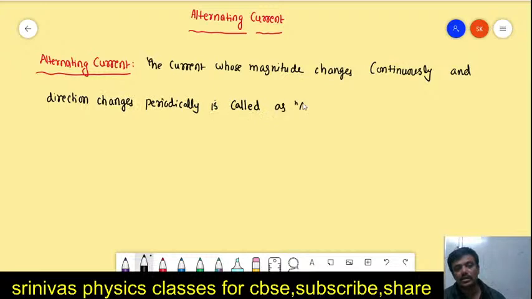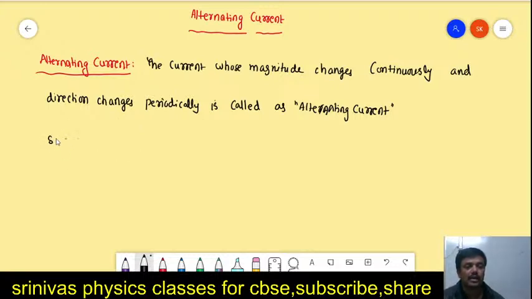I will explain the definition. What is this alternating current? Alternate means it always changes. The current whose magnitude changes continuously. The current value always changes. Magnitude means value. The value of current always changes and direction also changes. Then such current is called the alternating current. In our household purpose, we are using alternating current only, right?